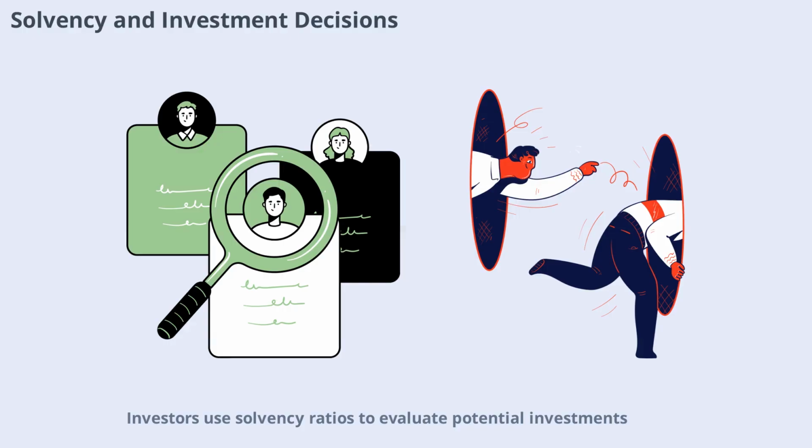Investors use solvency ratios to evaluate potential investments. Strong ratios can indicate a safe, stable investment, while weak ratios may signal higher risk. By comparing ratios across companies and industries, investors can make more informed decisions and build stronger portfolios.